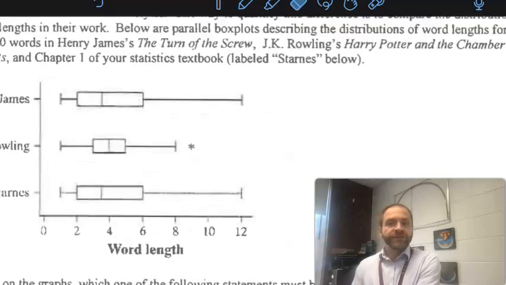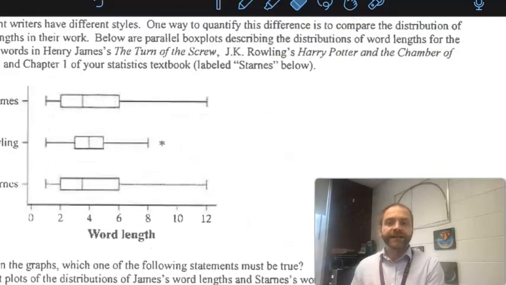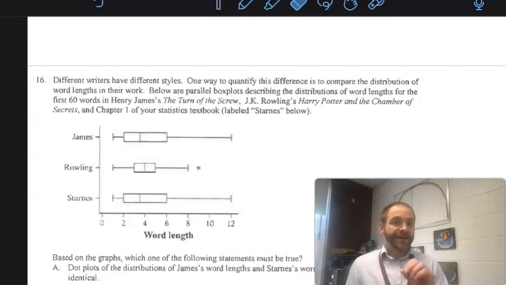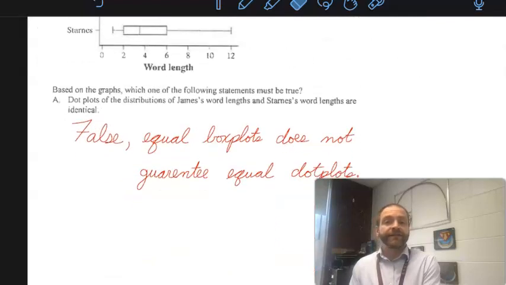So I have James's and I have Starr's, the top one and the bottom one there. Those box plots are identical. But A doesn't say box plots. A says dot plots. So that's kind of the first trick. If you quickly just miss the word dot and see the word plots, those two are identical there. But the dot plots, we don't know. That's one thing to keep in mind. This is a false statement.